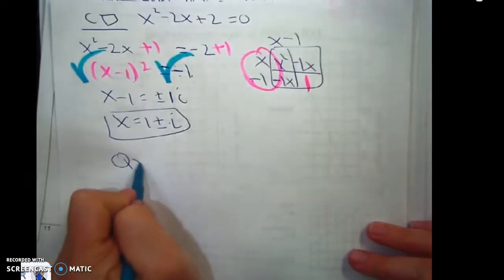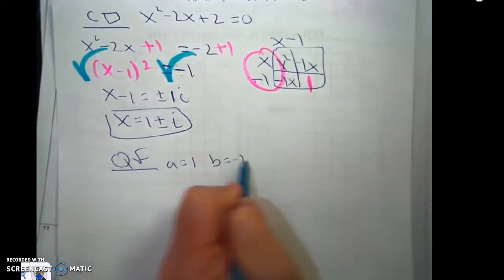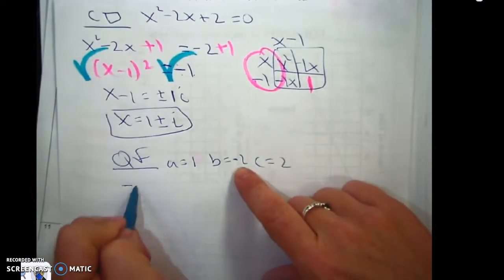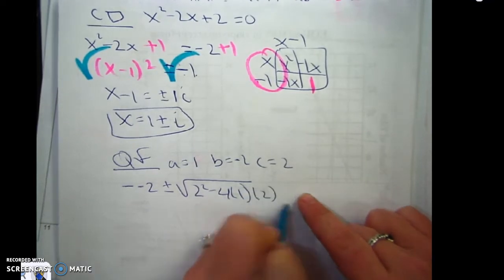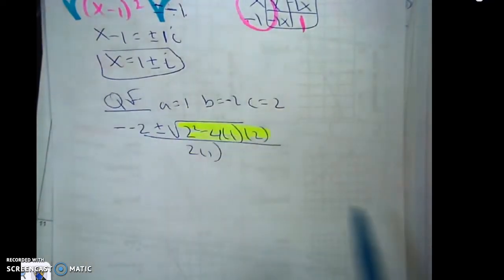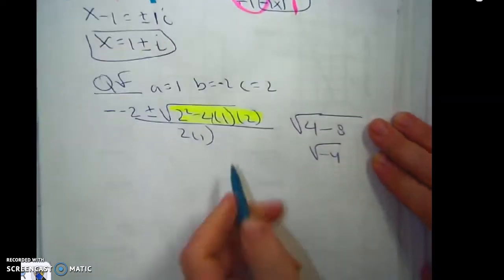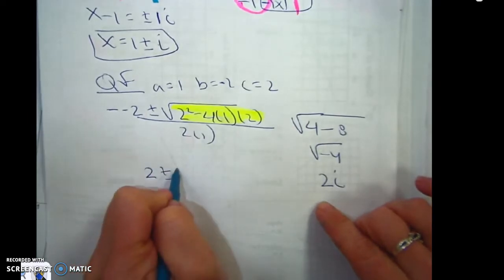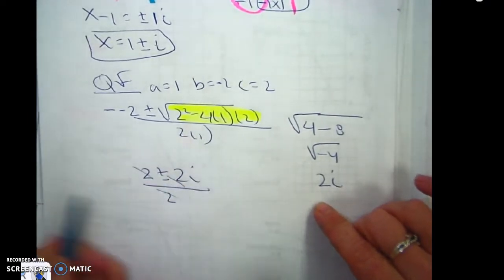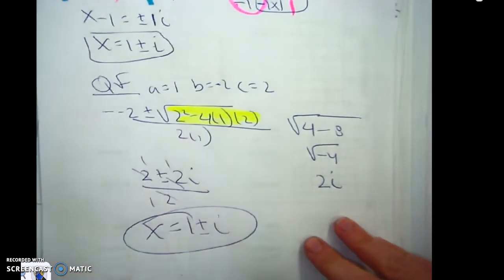If I decide to do the quadratic formula, my a is 1, my b is negative 2, and my c is 2. Negative b plus or minus the square root of b squared minus 4 times a times c, all divided by 2 times a. You know I like dealing with this first. So that's the square root of 4 minus 8, which is the square root of negative 4. Square root of 4 is 2. Negative means i. So now I have 2 plus or minus 2i over 2. Divide all of them by 2. So I get 1 plus or minus i, which is the same thing.